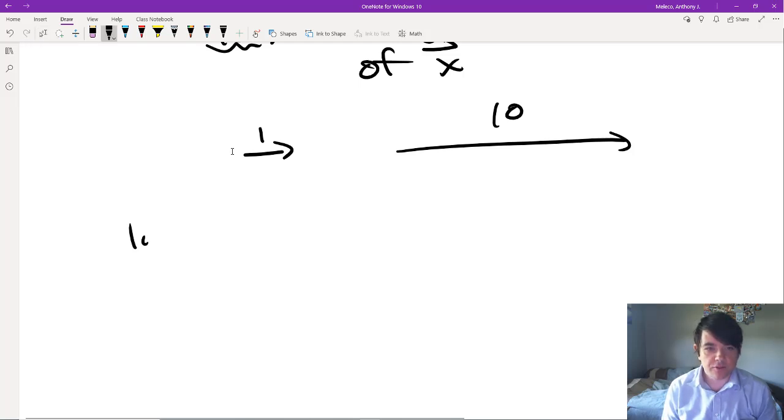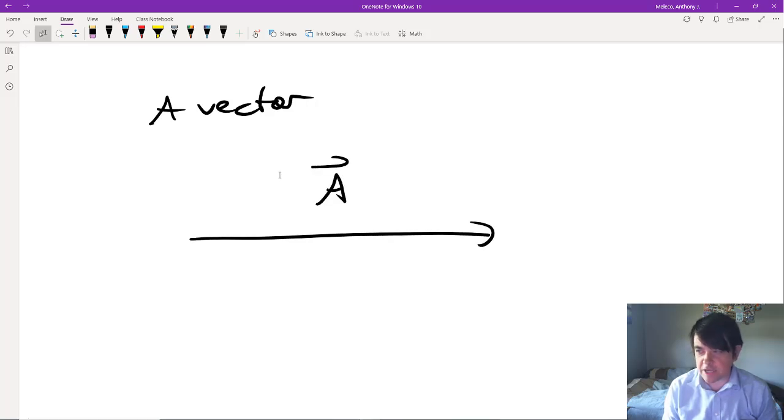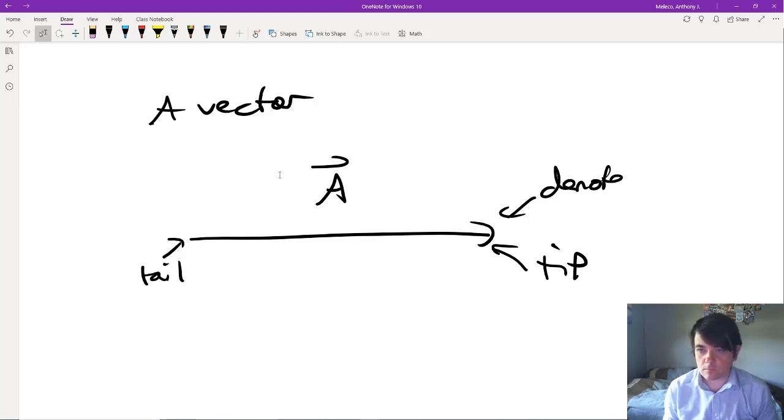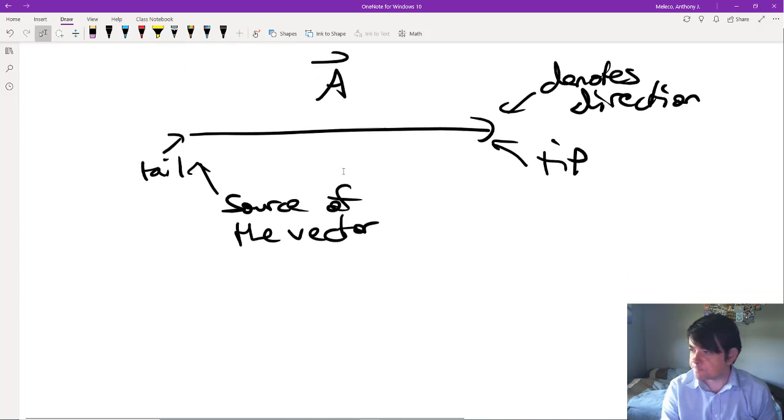So speaking of which, here's what a vector looks like. This is the anatomy of a vector. I'll just go ahead and label this. This is vector A. This is the tail, and then the tip of the vector. This denotes direction. This denotes the source of the vector. So where's it coming from? Maybe it's starting at the origin.